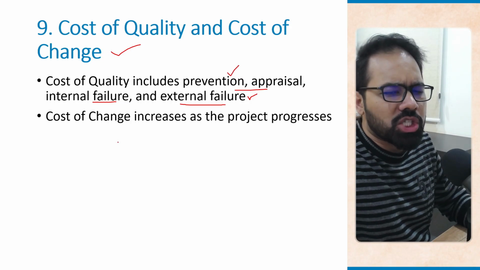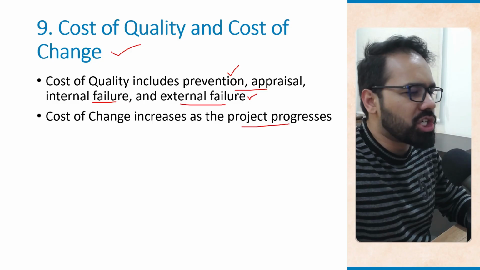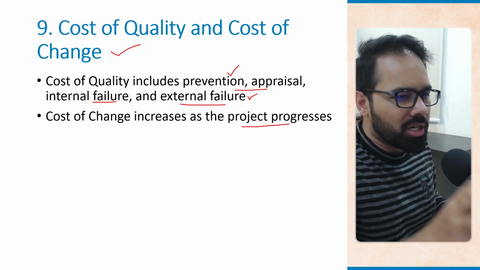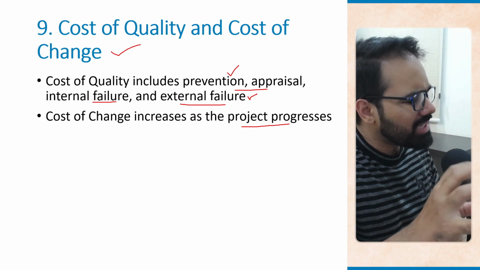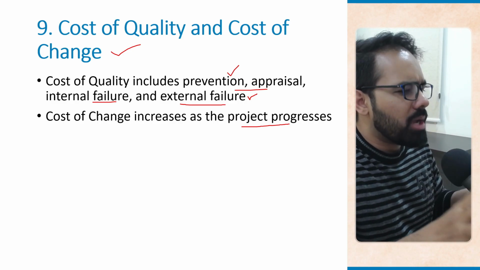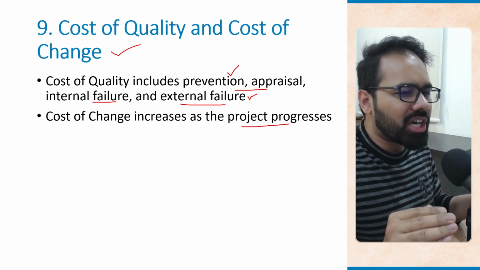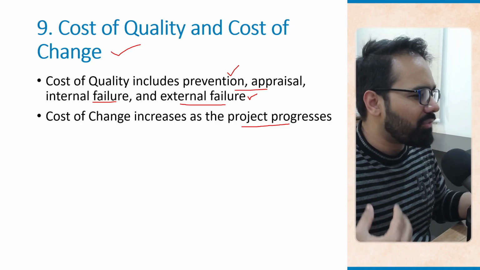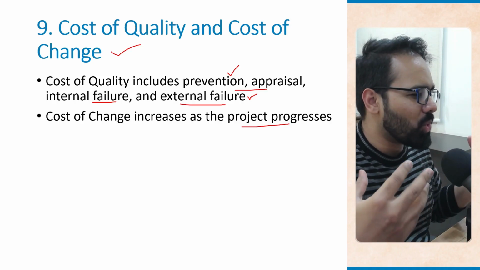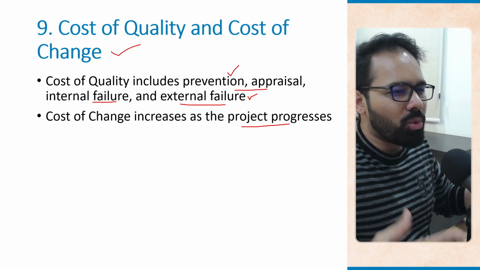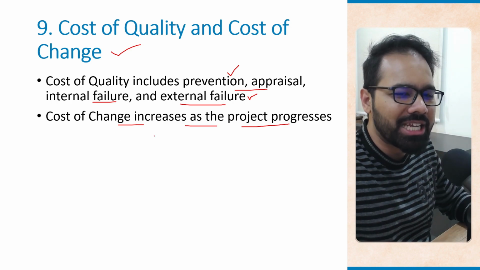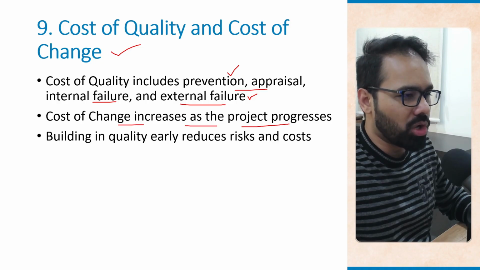Cost of change is going to increase as the project progresses. If you are fixing a checkout bug during your design phase, it is very cheap to do so. But if you're fixing it after the launch of your website, then you might have to issue refunds, you might have to go through penalties, and there's always a loss of reputation and whatnot. So cost of change is going to increase as the project progresses.